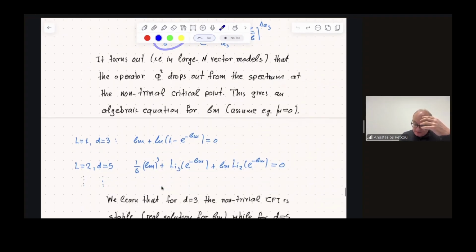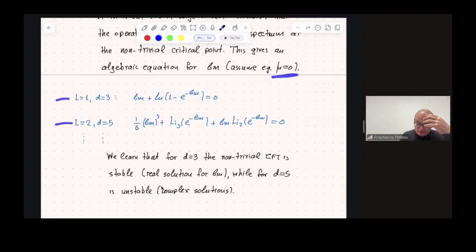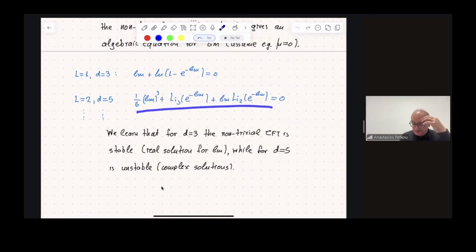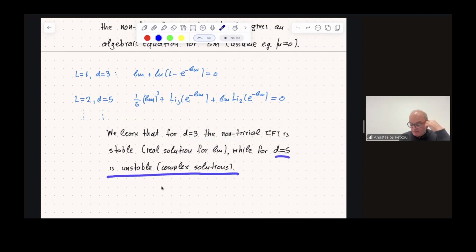And this gives algebraic equations for beta m, if I assume that the chemical potential is 0. For example, these are the two equations in d equal 3 and d equal 5. In the first case, the result is a real value for beta m, and you get the usual, known golden mean. In the d equal 5 case, the result is complex. So what do you learn from that? You learn that in d equal 3, the non-trivial CFT is stable. For d equal 5, the non-trivial CFT is unstable. And you can actually play this game in higher dimensions.